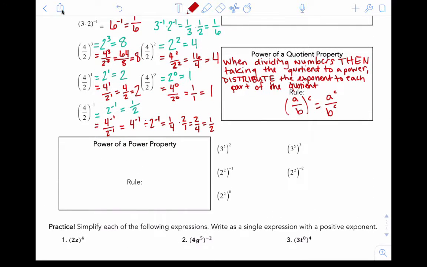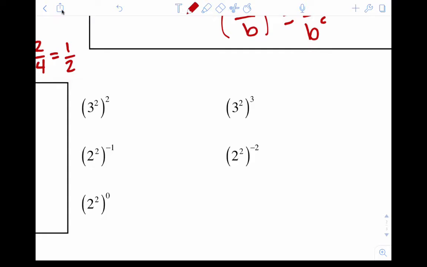All right, let's move on to our last and final property. We have power of a power. So power of a power, we're looking at problems like this, where we're taking a number, a base to an exponent, and then we're taking that whole quantity to an exponent. So 3 squared, what's really happening here is I'm taking 3 squared times 3 squared. And so that is 9 times 9, which is 81.